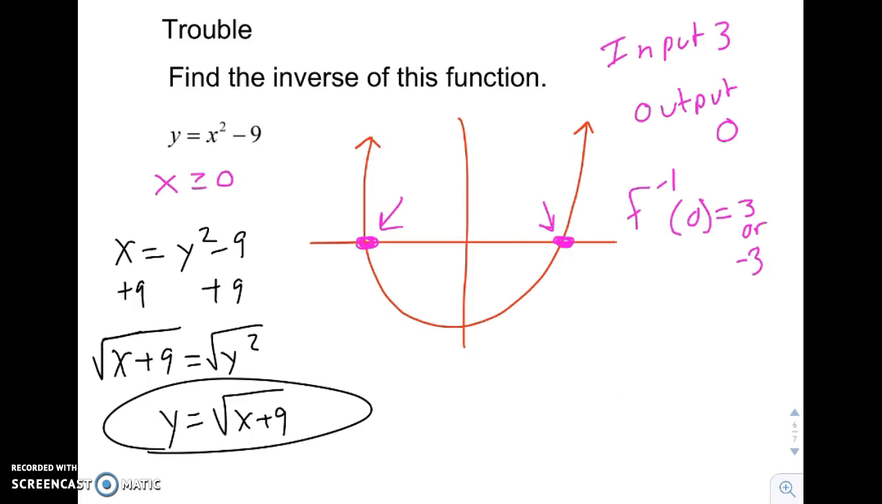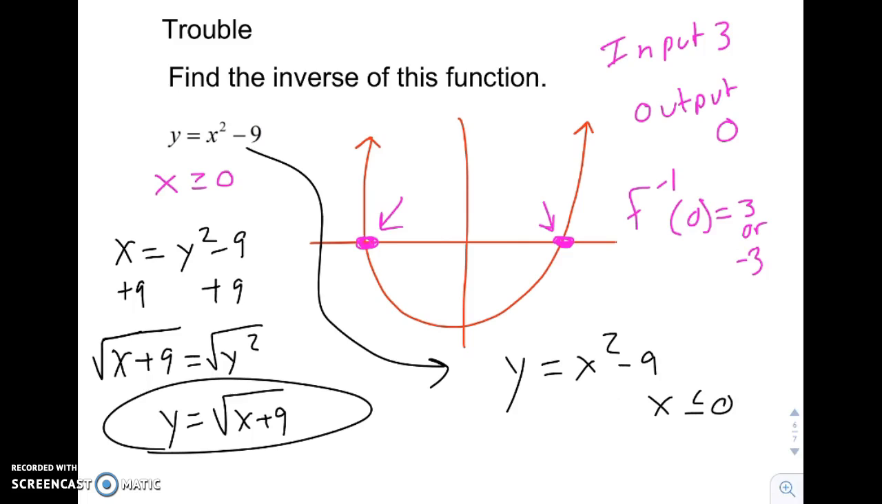If we flip this around and we said find the inverse when x is negative, less than or equal to 0, then we would say y equals negative square root of x plus 9, because we'd want to go backwards to the negative side.